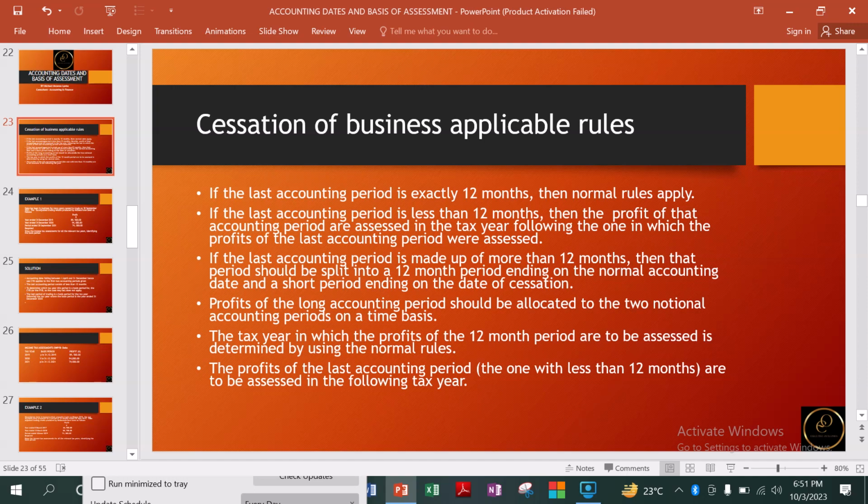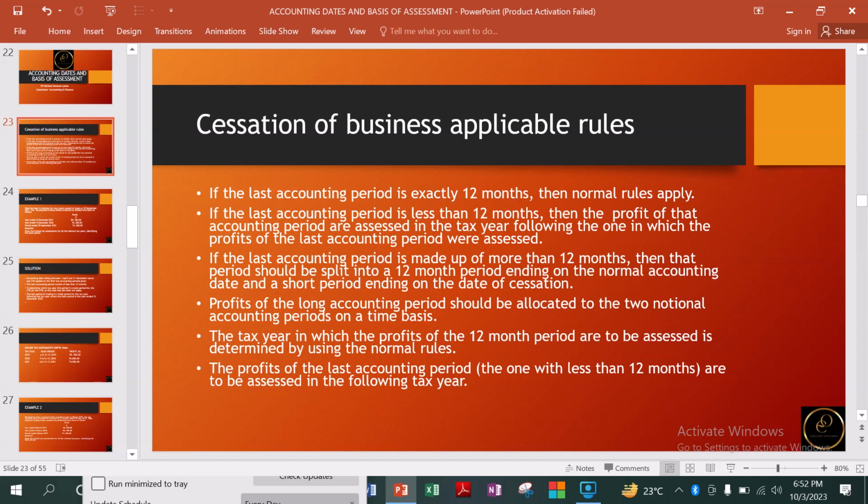Second point to note is that if the last accounting period is less than 12 months, then the profit for that accounting period is assessed in the tax year following the one in which the profits of the last accounting period were assessed. Okay, so that's what we should know.